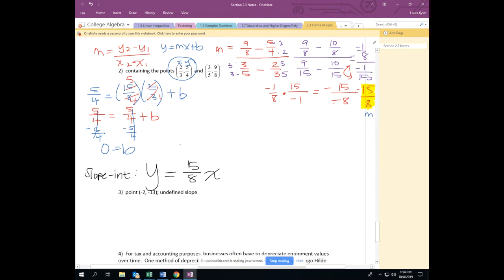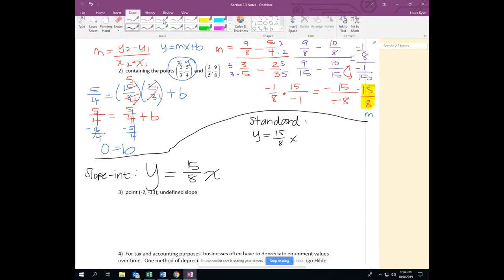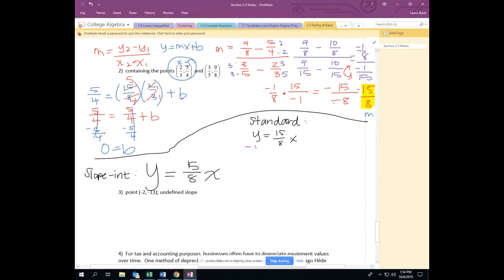Now, this does ask us to go a step further and put it into standard form. So I'm going to go ahead and put this thing in standard form as well. First of all, x and y have to be on the same side. And right now, it's y equals 15 over 8x. So if I want my x to stay positive, let's move the y over to the other side. So it's 0 equals 15/8 x minus y.